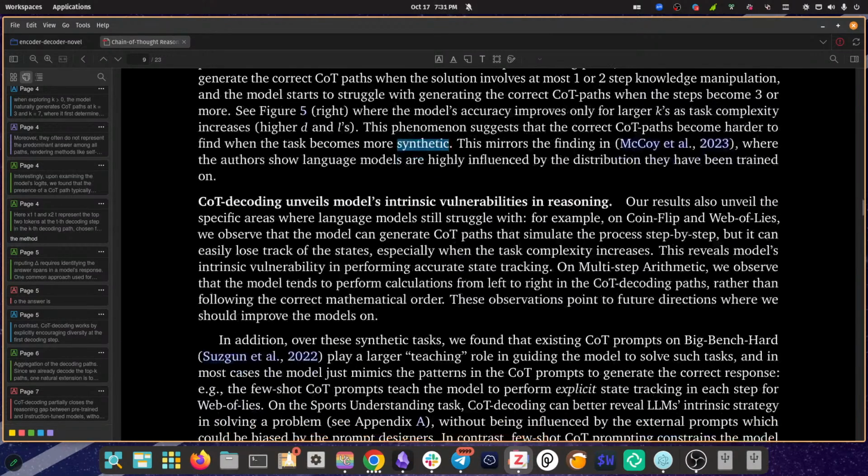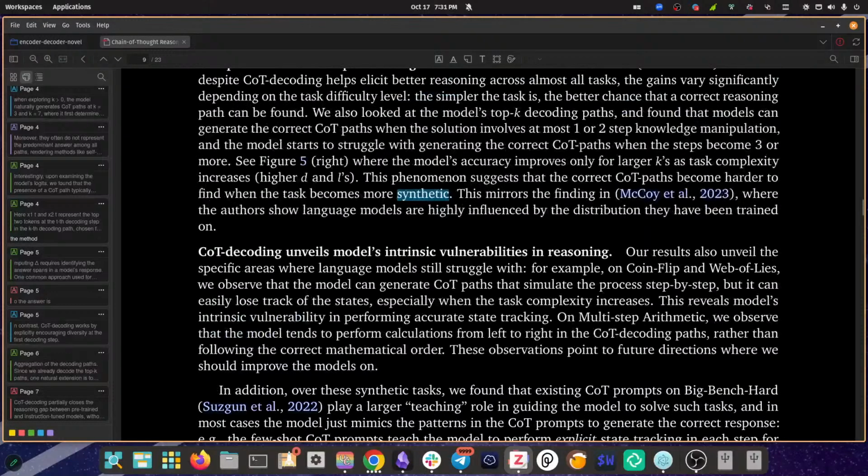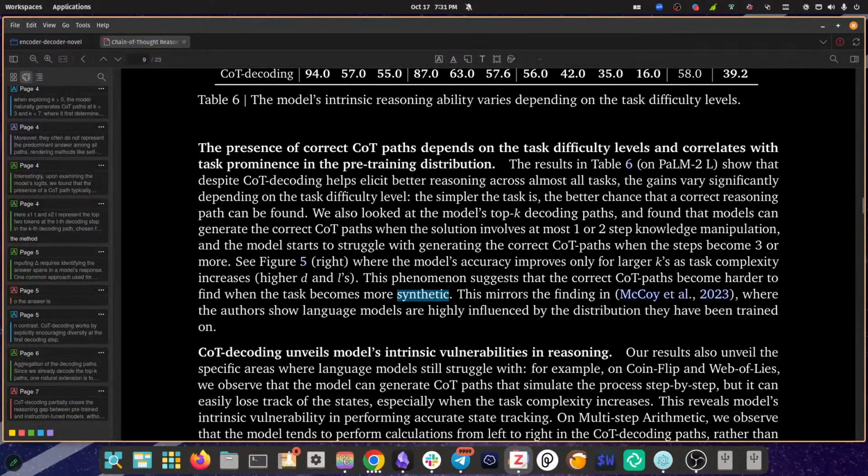Seems kind of obvious, right? Presumably, if you train it on a distribution, then it will predict from the distribution. It'll do very well on that prediction. Yeah, presumably. Shocking. But what does that mean though? The training distribution. I mean, does it mean that there's chain of thought in the training material? The correct COT paths when the task becomes more synthetic. I really wish they defined synthetic because that would be the answer, right?